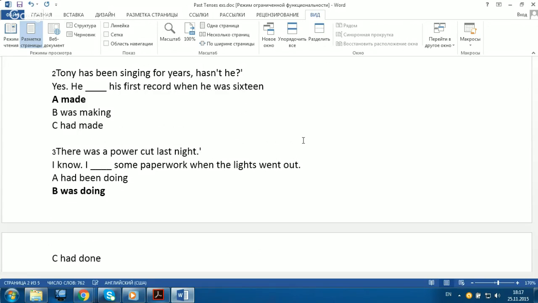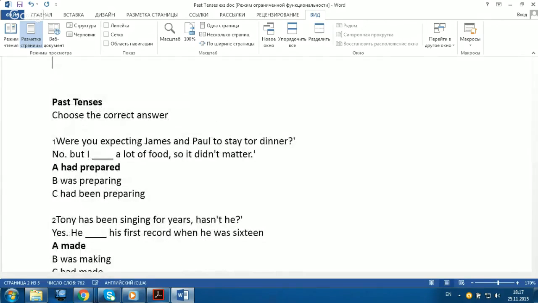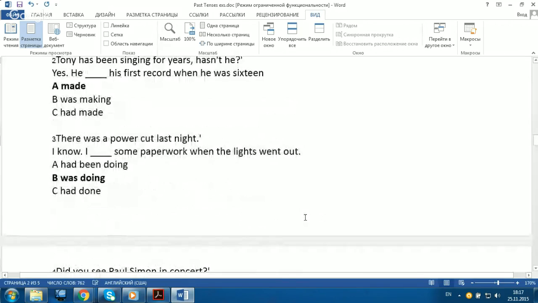The next one. There was a power cut last night. Power cut, this means when you have no power. Well, it's quite a discussed topic at the moment, let's say. I know, I was doing some paperwork when the lights went out. So you were in progress. This is the main idea, as I told you about past continuous. You were in progress and the lights went out.